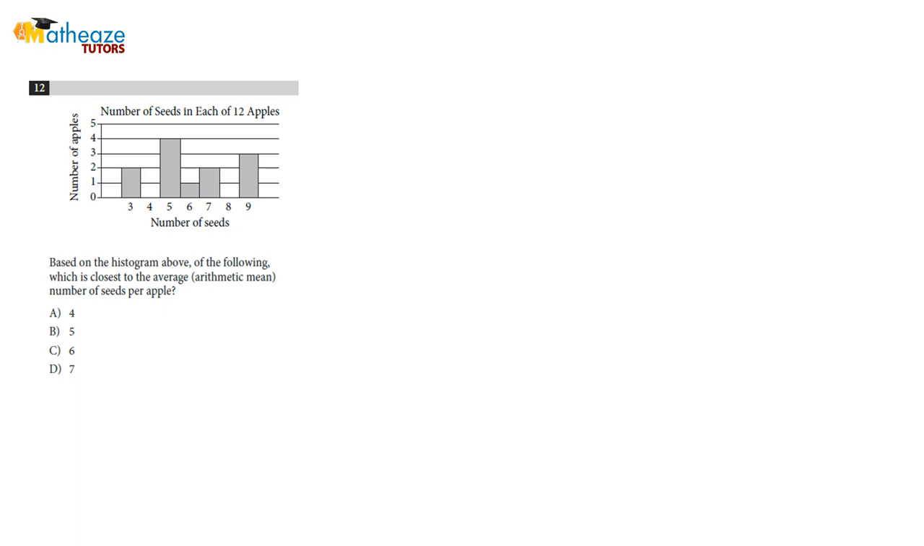the arithmetic mean of the number of seeds per apple? So let's look at 3. For 3 seeds, we have 2. 4 seeds, we have 0. 5 seeds, we have 4. 6 seeds, we have 1. 7 seeds, we have 2. 8 seeds, we have 0. And 9 seeds, we have 3.